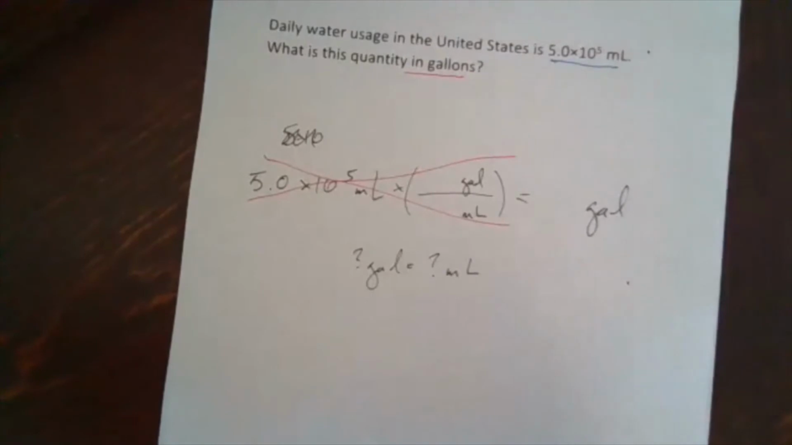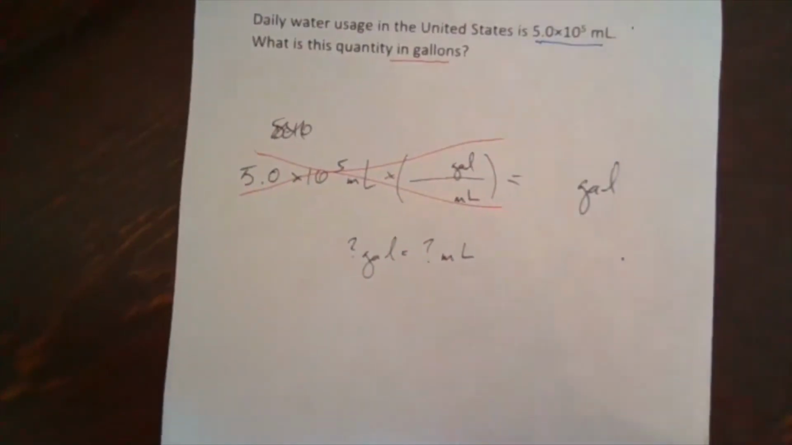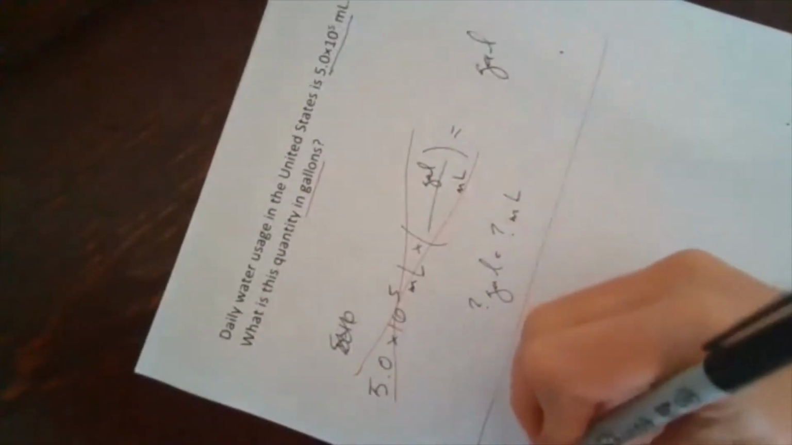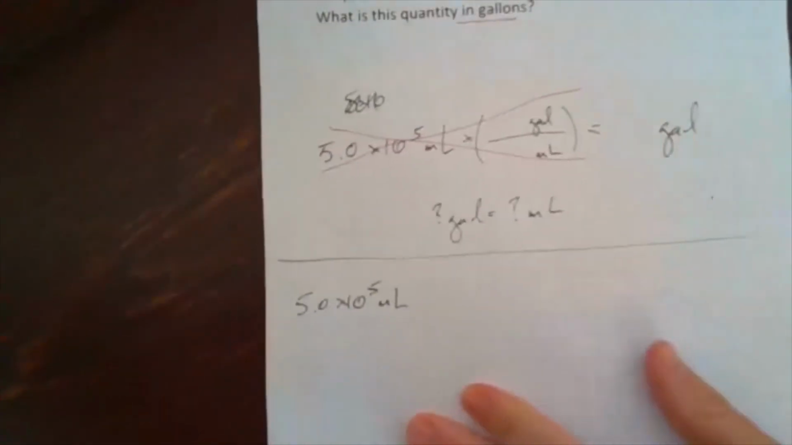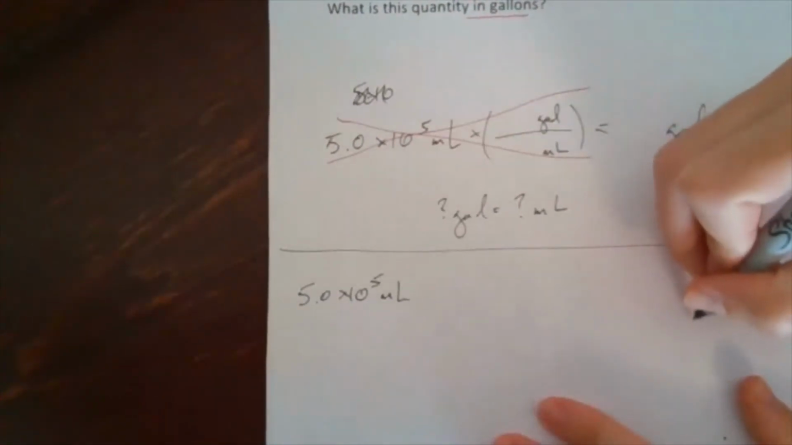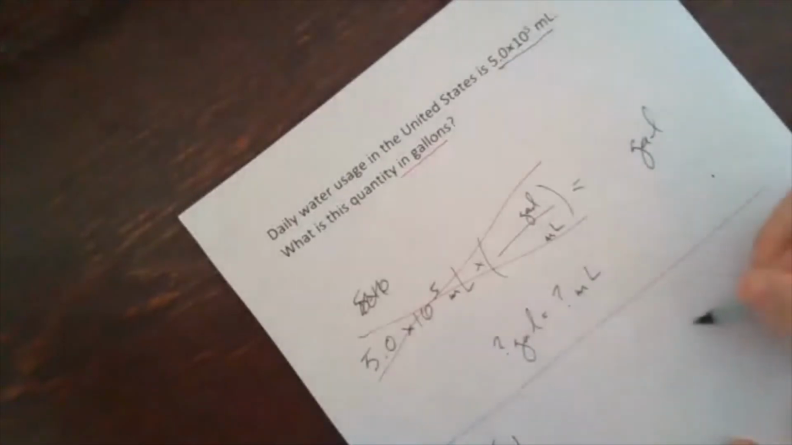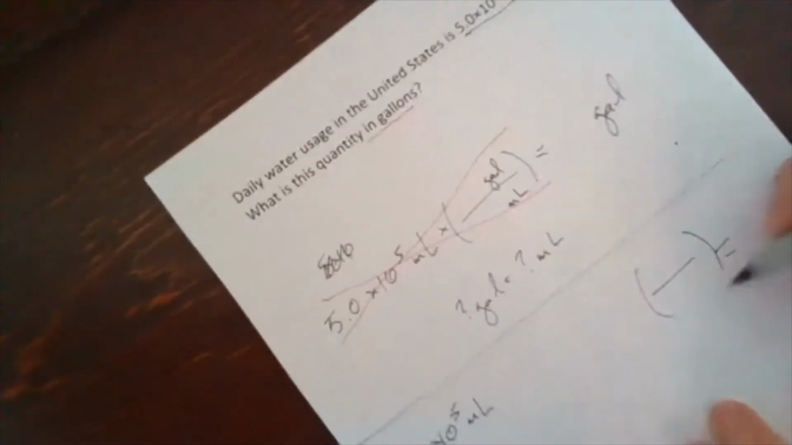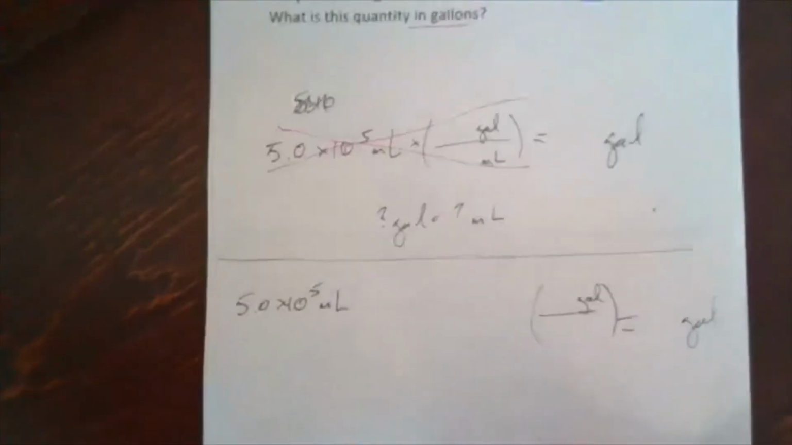So what I can do is rewrite this. I'm going to need to do something a smidge more complicated. I'm going to start with the same 5.0 times 10 to the 5th milliliters. And I know in the end, I still want gallons. But what I'm going to say is I'm going to start back here. And I'm going to say, okay, well, what relationship lets me get gallons, which is what I want?